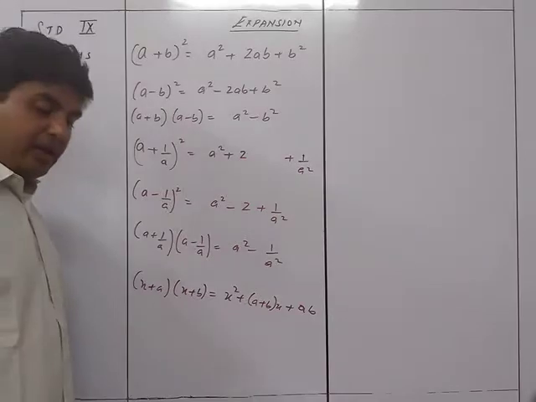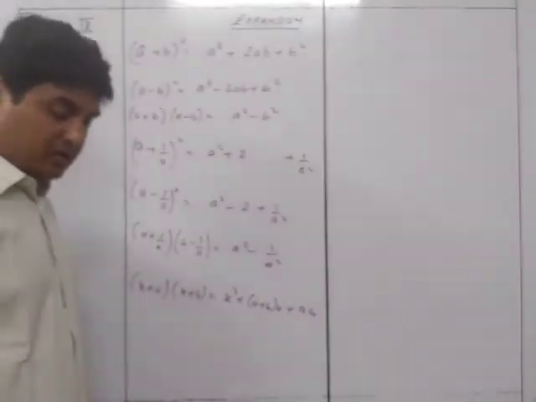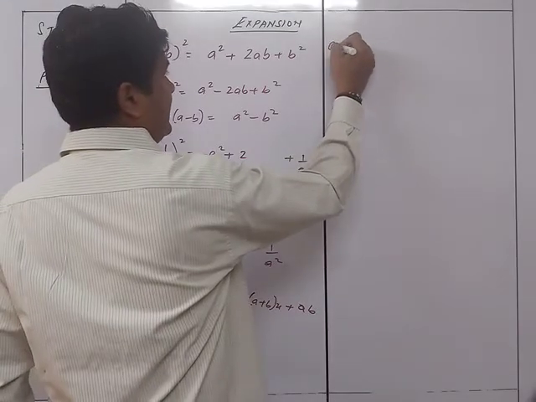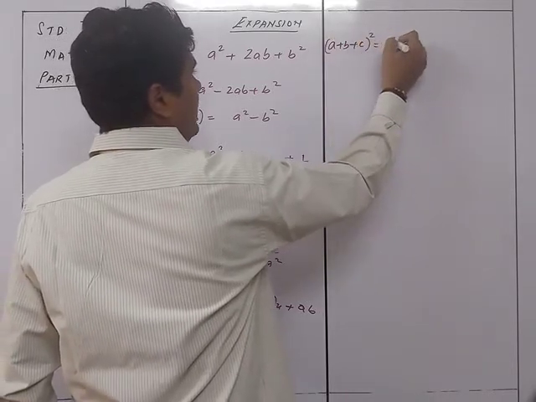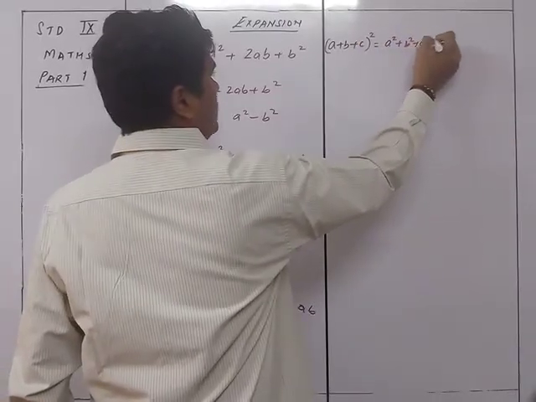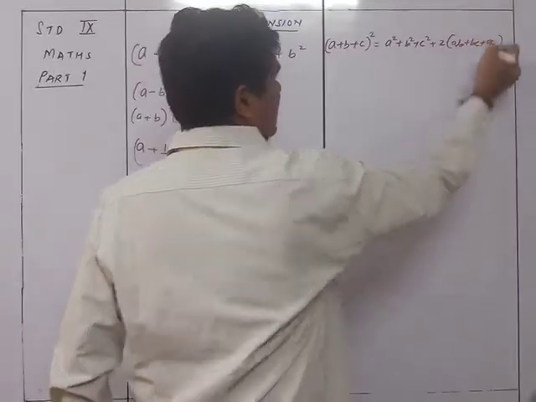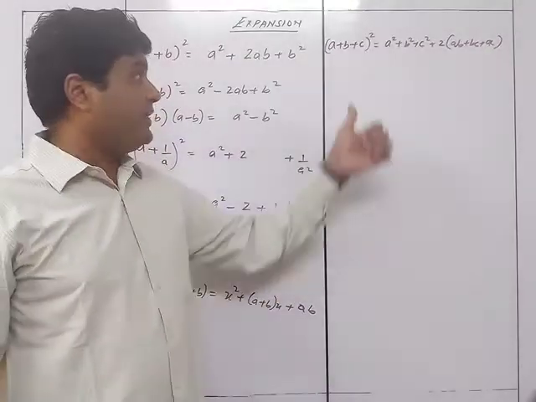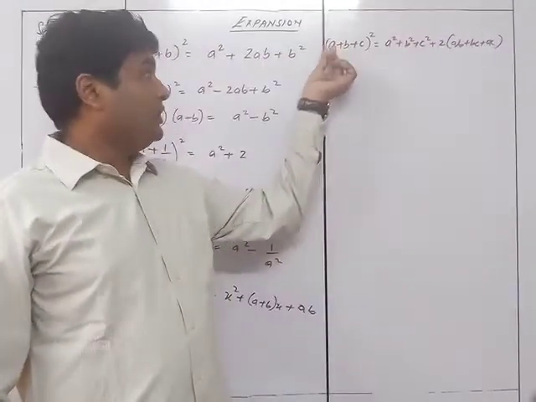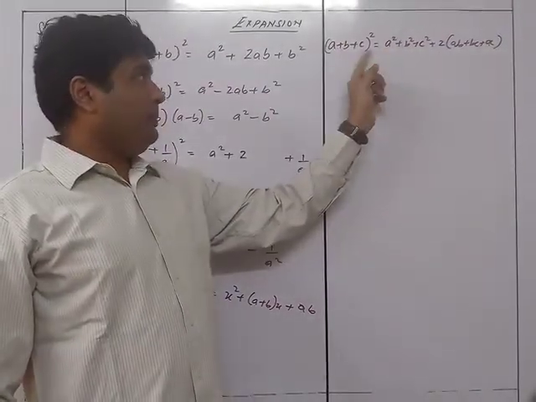The next one will be the 8th one, that will be when you are going to 3 terms. So when it is 3 terms it is going to be like this. a plus b plus c the whole square will be equal to a square plus b square plus c square plus 2 into ab plus bc plus ac. So it's a very simple thing to remember: if it is a plus b plus c the whole square, it will be first term square, second term square, third term square, plus 2 times ab, bc and ac.